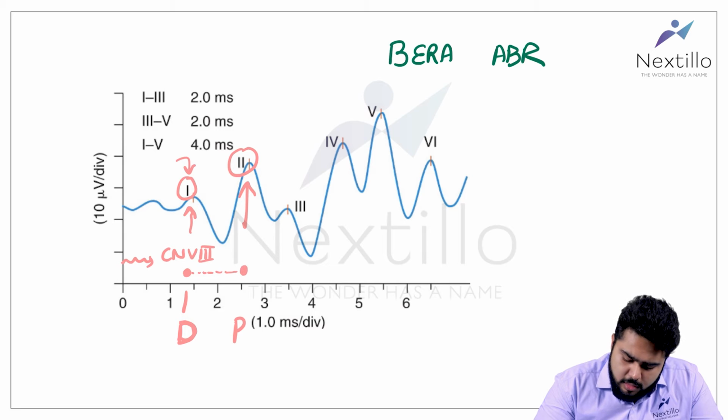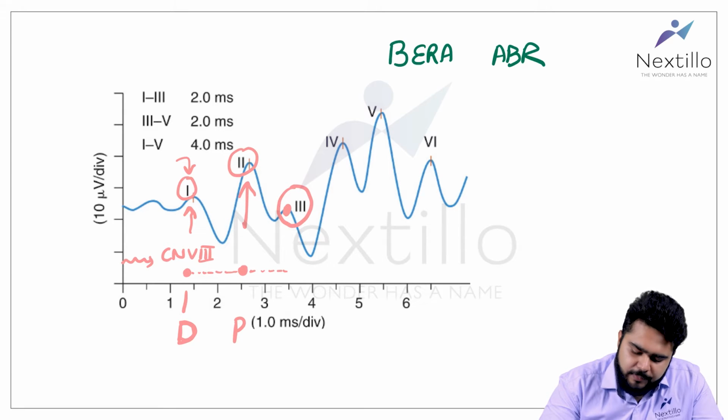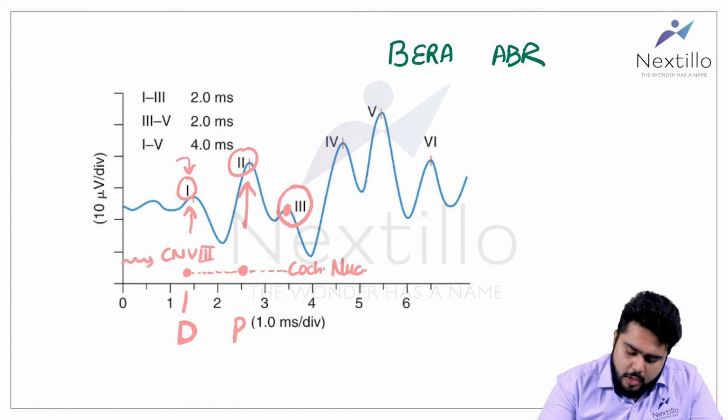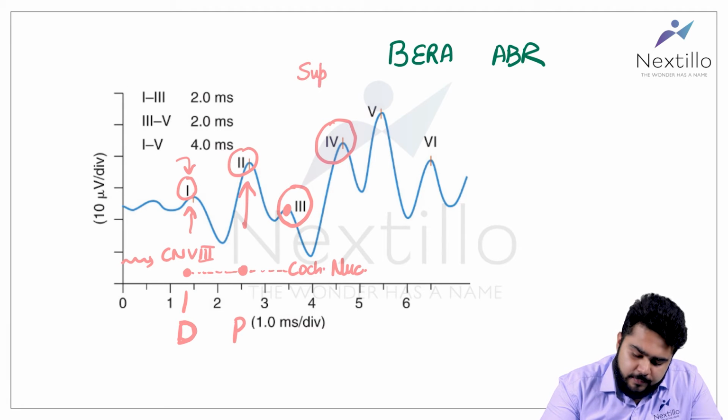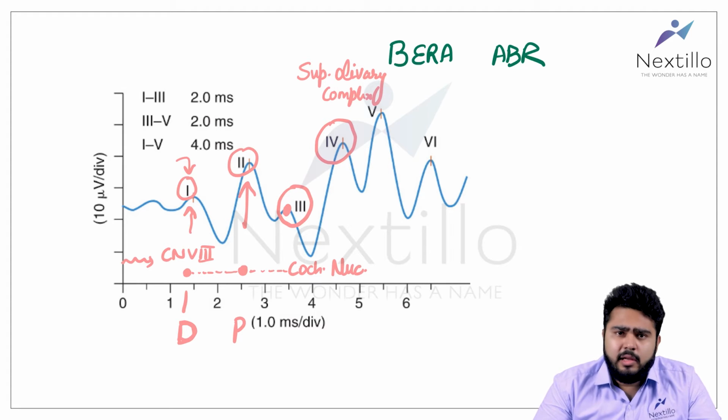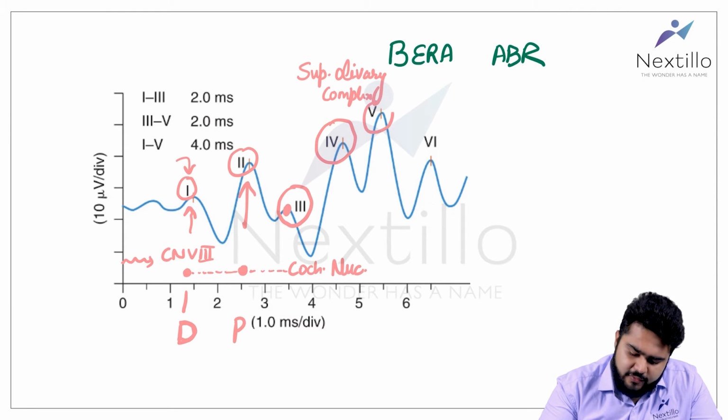Then from the nerve, where does the impulse reach? Cochlear nucleus. So wave number 3 is because of the stimulation of the cochlear nucleus. Now wave number 4 is because of the superior olivary complex. Understood? Everything clear till now? Then wave number 5 is because of the lateral lemniscus.